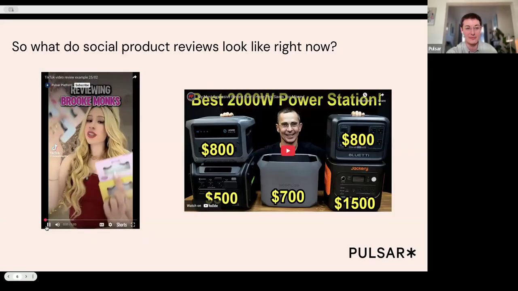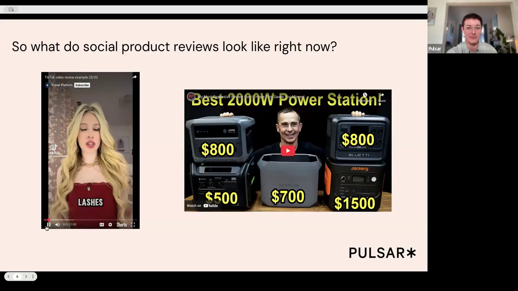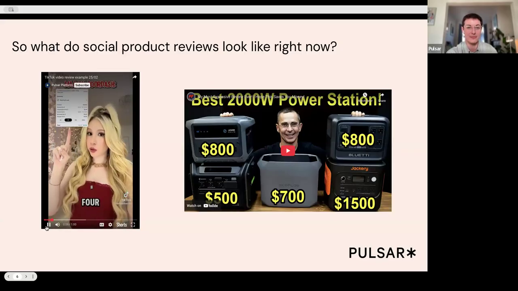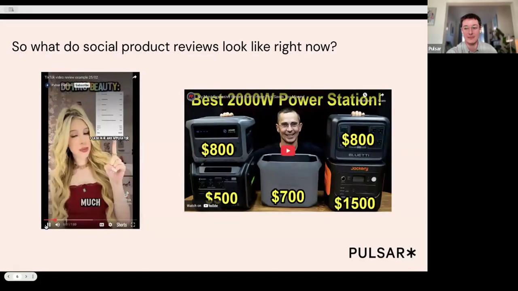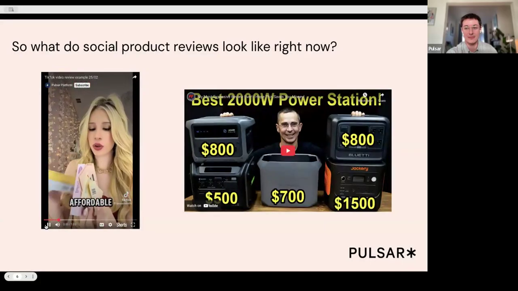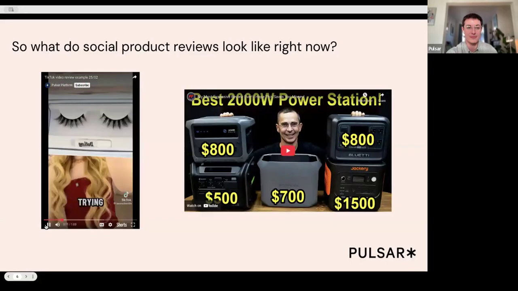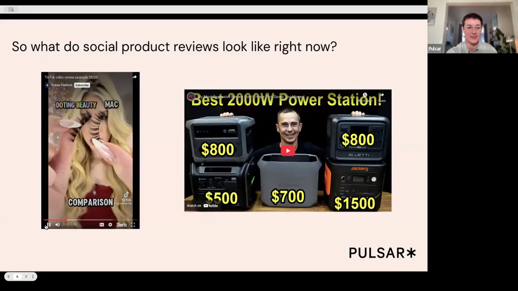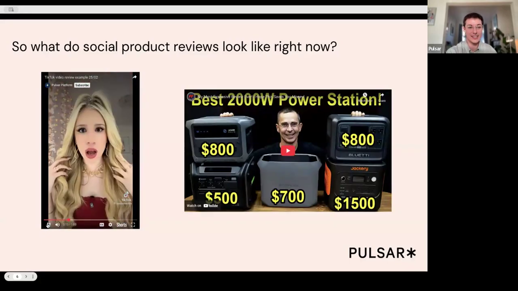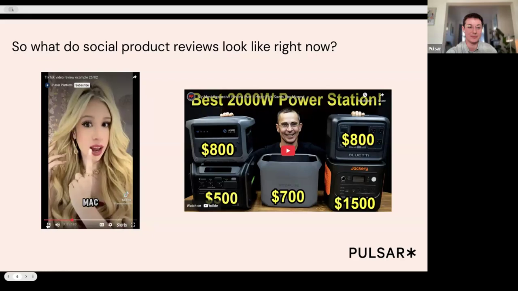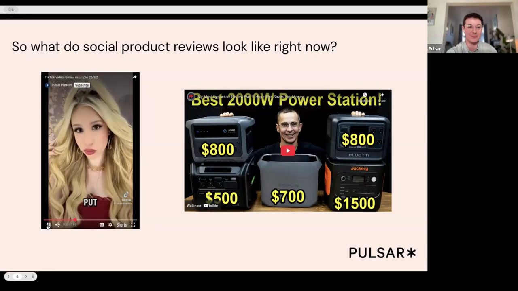Let's review Brooke Monk's Doting Beauty lashes. I wear lashes all the time. This is how much I spend for 4 pairs of MAC lashes. And this is how much I spent on Doting Beauty. Literally so affordable for this amount of product. The first style we're trying is called Starlit. Comparison of my lashes. This is MAC and this is Doting Beauty. I have got to put both of them on.